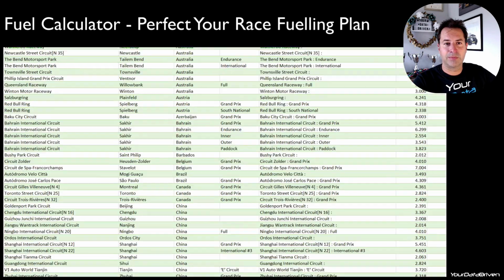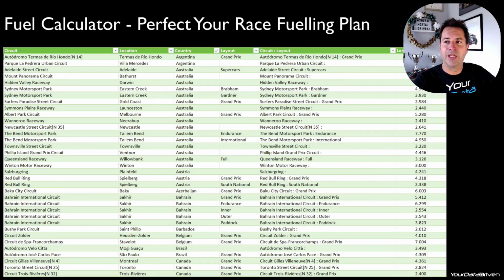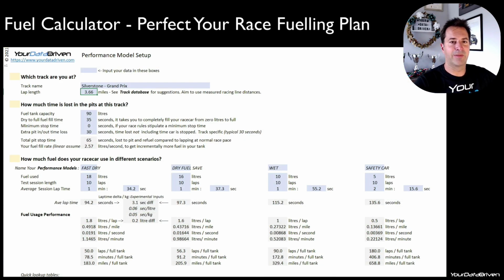And so they've got, I don't know how many, 100 and something number tracks. And you've got the length here in kilometers and miles, and you can just basically find your track and the layout that you're running, and it is likely to have that lap. So just go to that database and copy the number in.